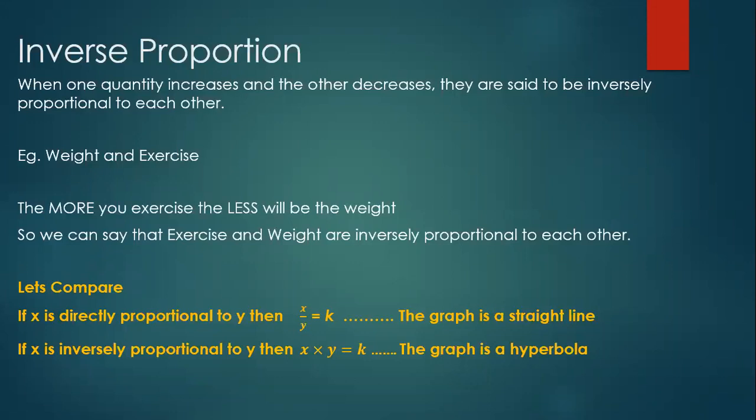Let us compare with some examples of the direct proportion from the previous exercise. We used to say if x is directly proportional to y, then we used to write it as x upon y is equal to k, where k was a constant. And we noted that the graph was a straight line. But if x is inversely proportional to y, then we will write it as x multiplied by y is equal to k. And now the graph will be not a straight line, but we'll get a hyperbola.